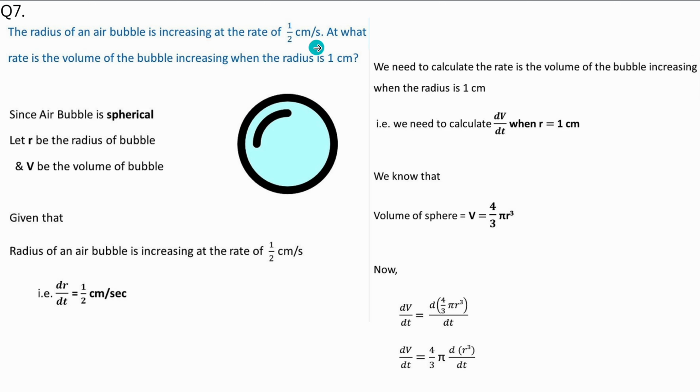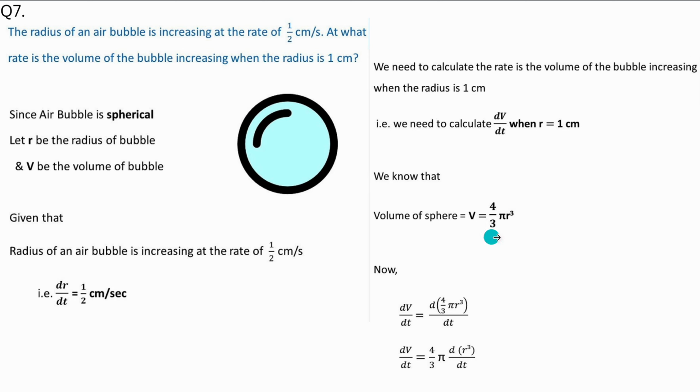Moving on to the next question, question number 7 says the radius of an air bubble is increasing at the rate of half, that is 0.5 centimeter per second. At what rate is the volume of the bubble increasing when the radius is 1 centimeter? So note that the air bubble is spherical, and r will be its radius and v will be the volume. So dr by dt has been given to us as half centimeter per second. Now we need to calculate dv by dt when the radius is 1 centimeter.